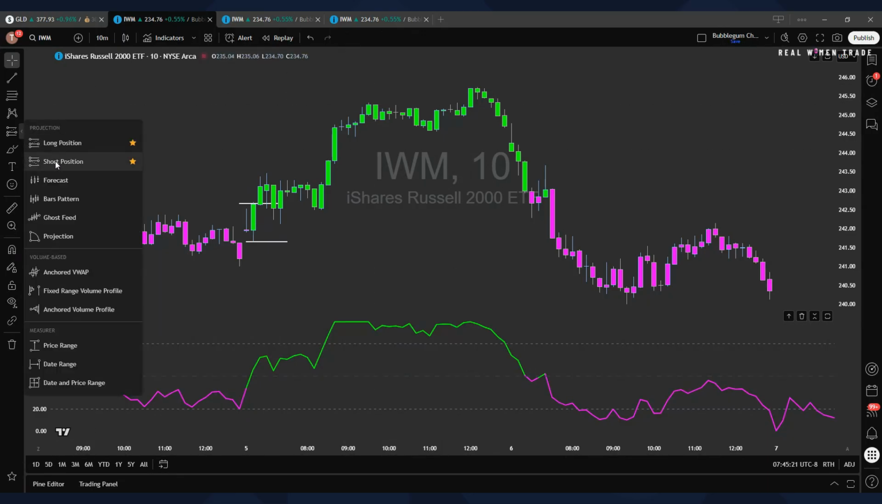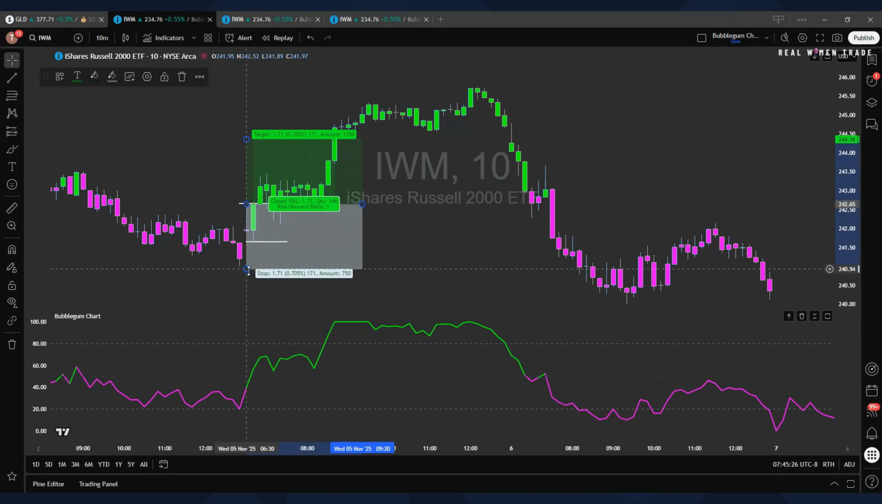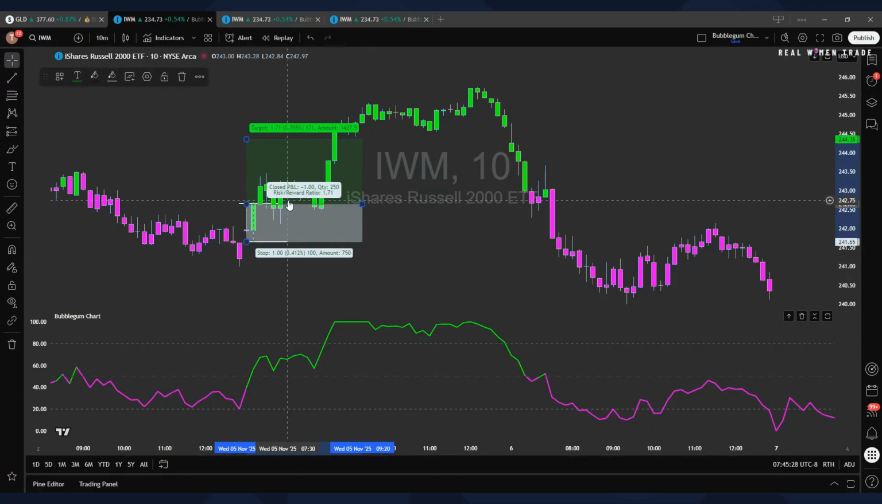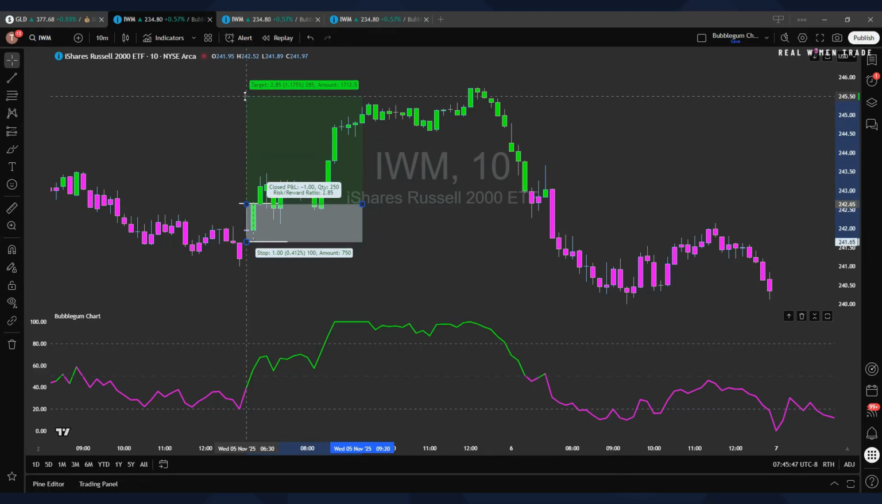And just so you can see the risk to reward, if we go long at 242.65, our stop is at 241.66. So basically a $1 stop, and we get up to 245.50 at least you could get. So that's a 2.85 risk to reward. You never got close to your stop.